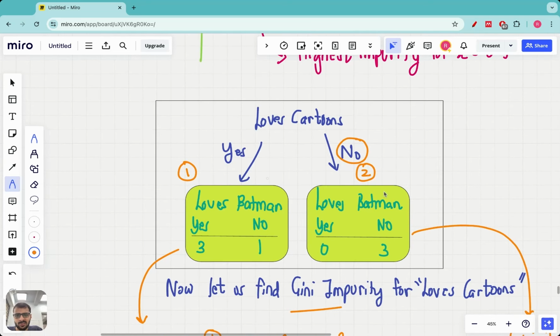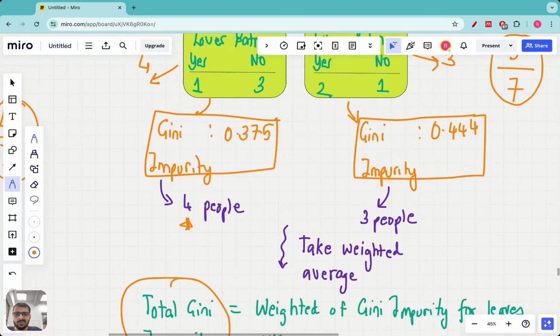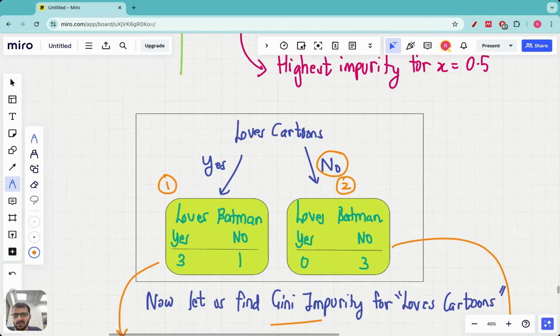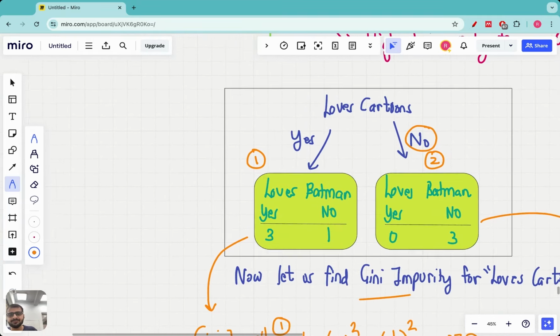And if you're watching this video, I request you to pause the video and do this calculation on your own, because I've already shown you how to do this calculation for the Love's movies question and we are going to follow exactly the same thing.